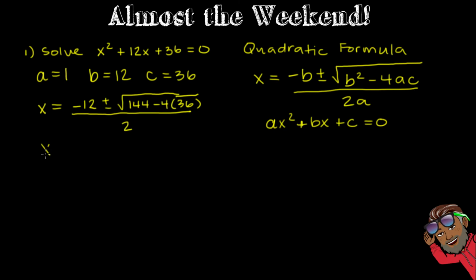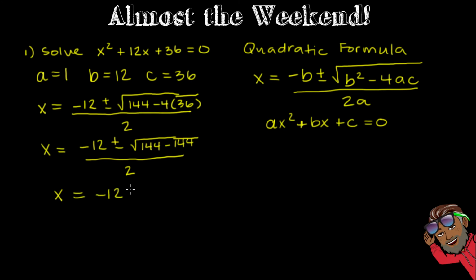All right, so now we have x equals negative 12 plus or minus the square root of 144 minus 144. And this is where the analysis part that I was talking about comes into play. When you subtract 144 and 144, what you end up getting is 0. So we have x equals negative 12 plus or minus the square root of 0. Now, this number underneath the radical is what we call the discriminant. And if the discriminant is 0, what ends up happening is we get just one answer.